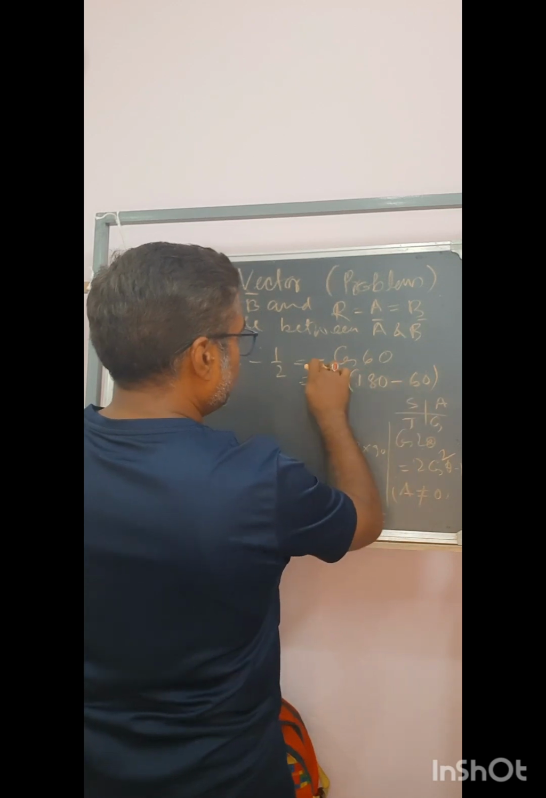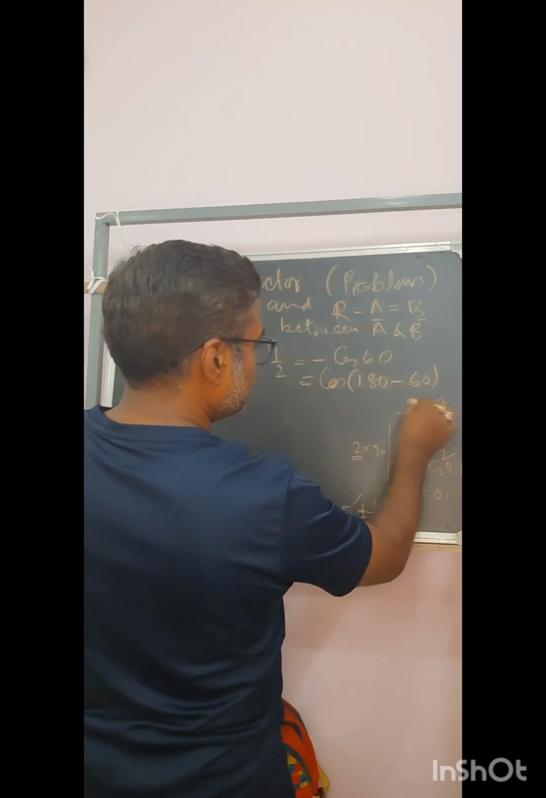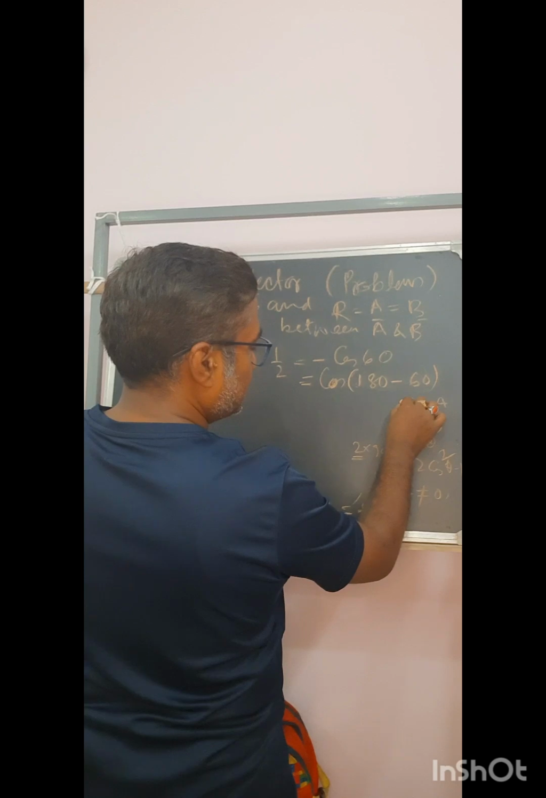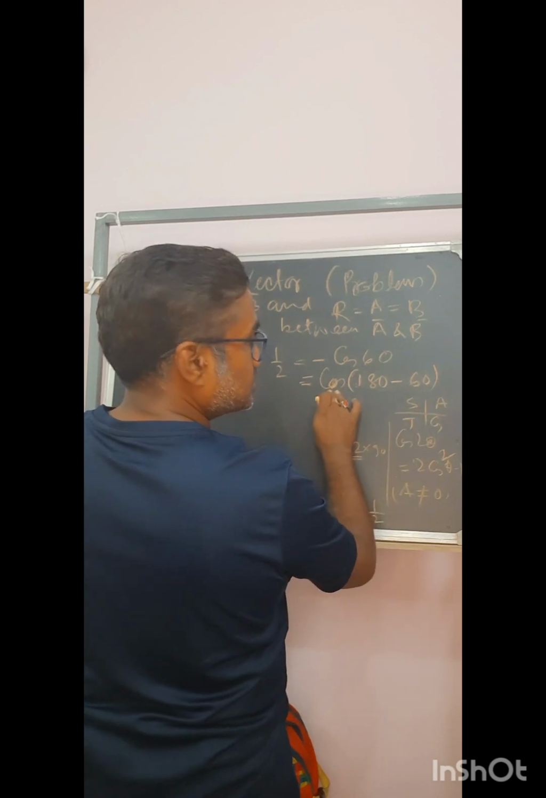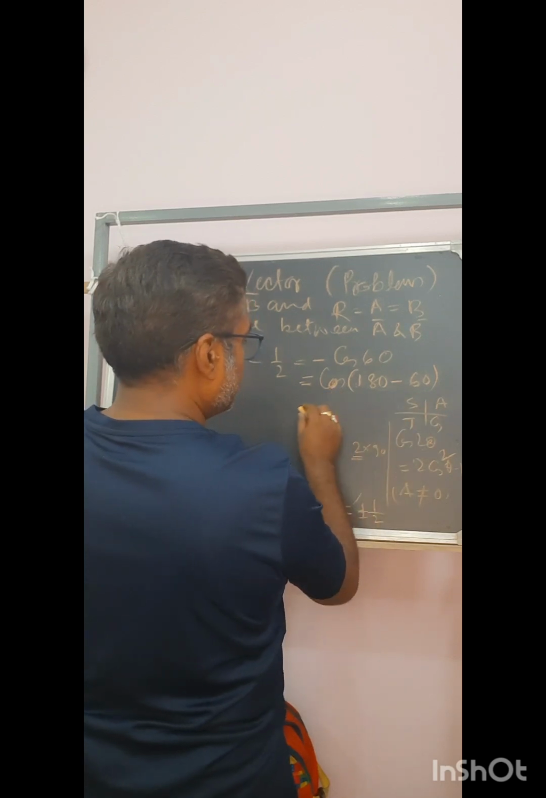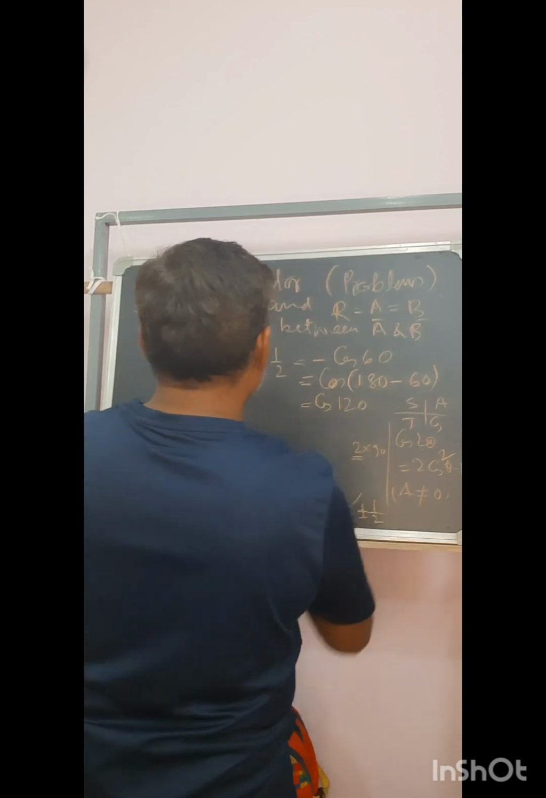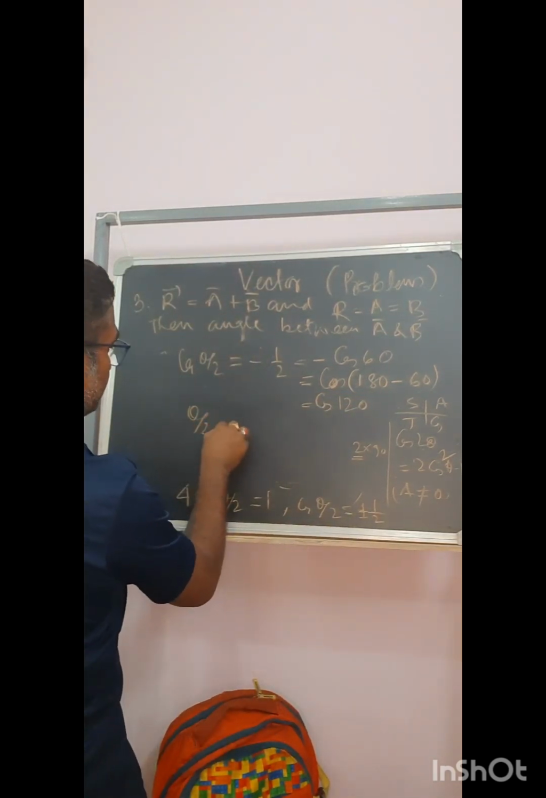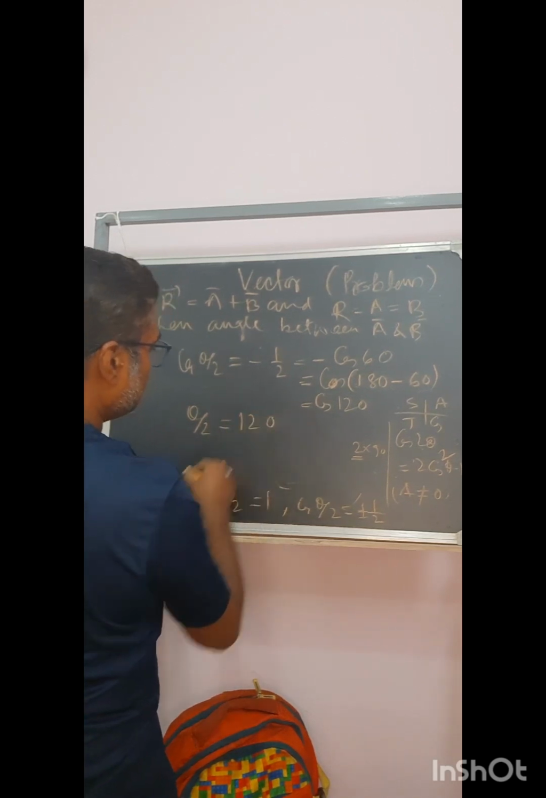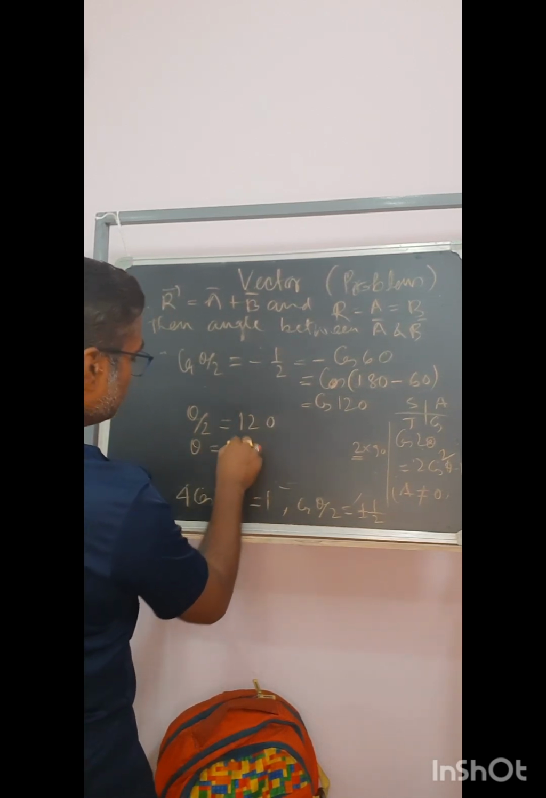So cos of minus 60 can be converted, because this will come to the second quadrant, where cos is negative. So that will turn into cos of 120 degree. Now from here theta by 2 becomes 120, so theta is equal to 240.